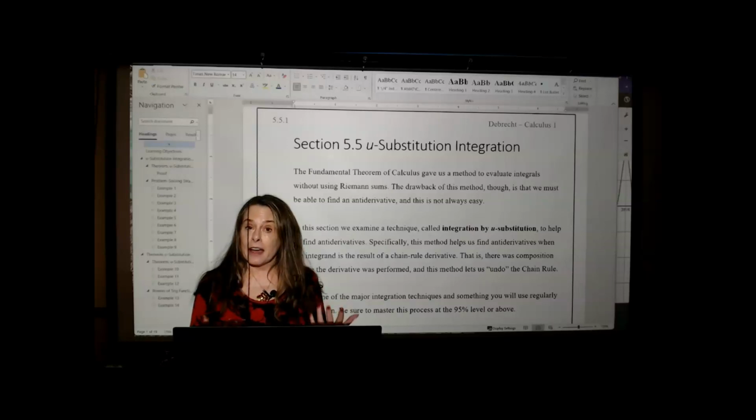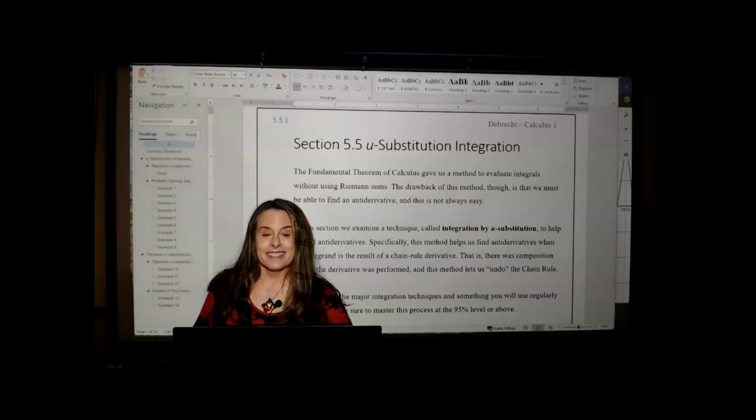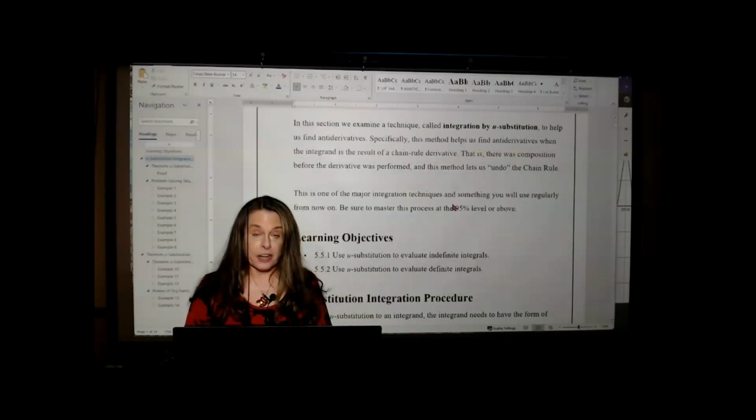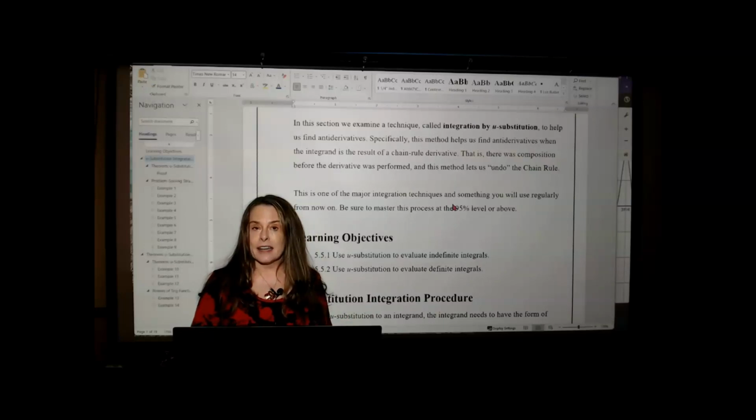We really only have two learning objectives in this section. One is to learn how to do the chain rule undo, u-substitution, on an indefinite integral, and then to learn to do u-substitution on a definite integral. Let me share my screen so we can get started.